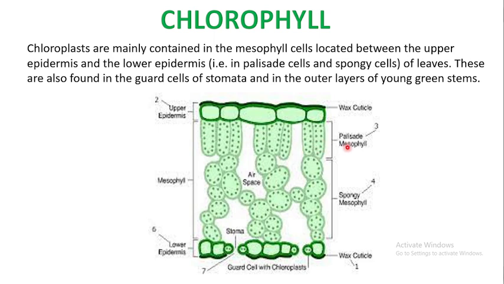And in palisade and spongy, the maximum number is there in palisade. Okay. So, and they are also found in guard cells. You know, these are the guard cells. Can you see the guard cells here? Where you have the opening stoma. Okay. So, in guard cells also chlorophyll is found. But maximum chlorophyll is found in palisade mesophyll and spongy mesophyll.